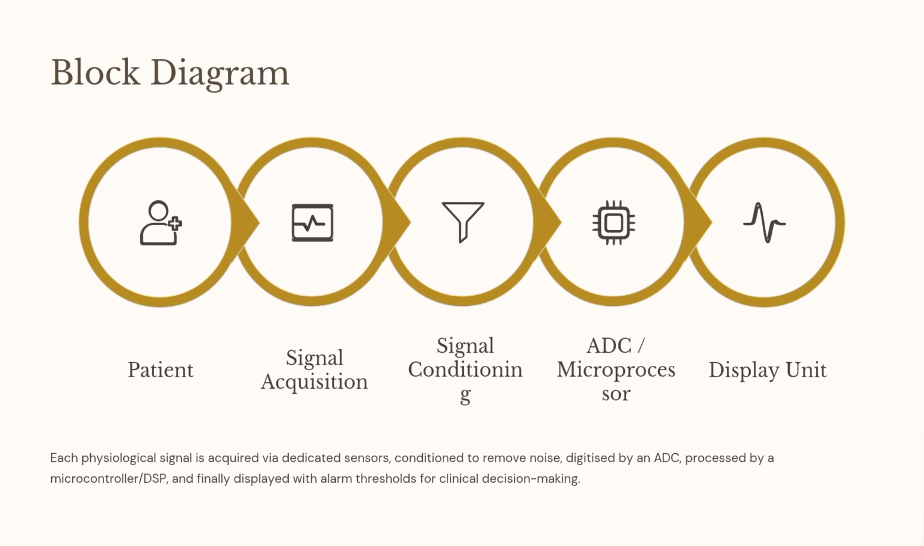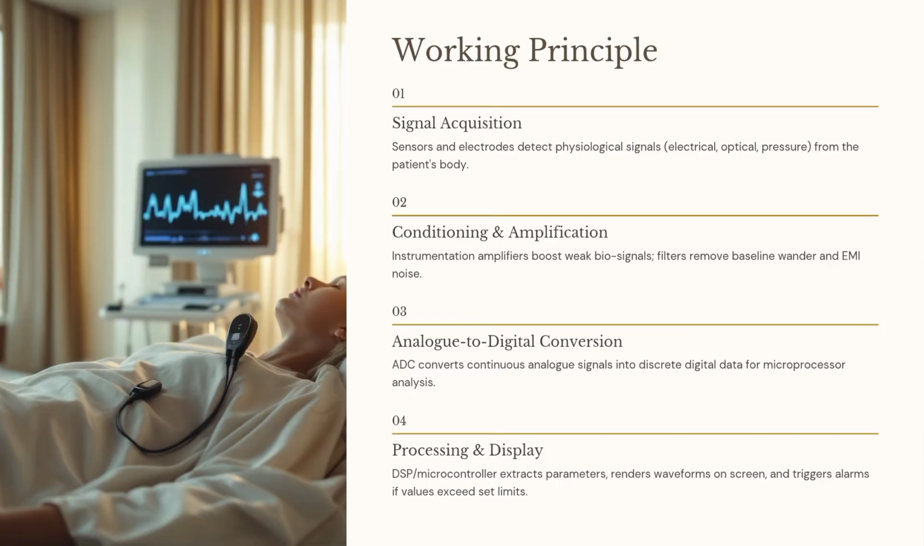ADC means analog to digital converter, and the data is processed by a microcontroller or a processor. Finally, the processed data is displayed on the monitor screen as waveforms and numerical values. The system also gives an alarm if any parameter goes beyond the normal limit. So the flow is simple: signal capture, process and display. The working principle is the same as what we saw in the block diagram: signal acquisition, then processing the signal, then analog to digital conversion, then display.